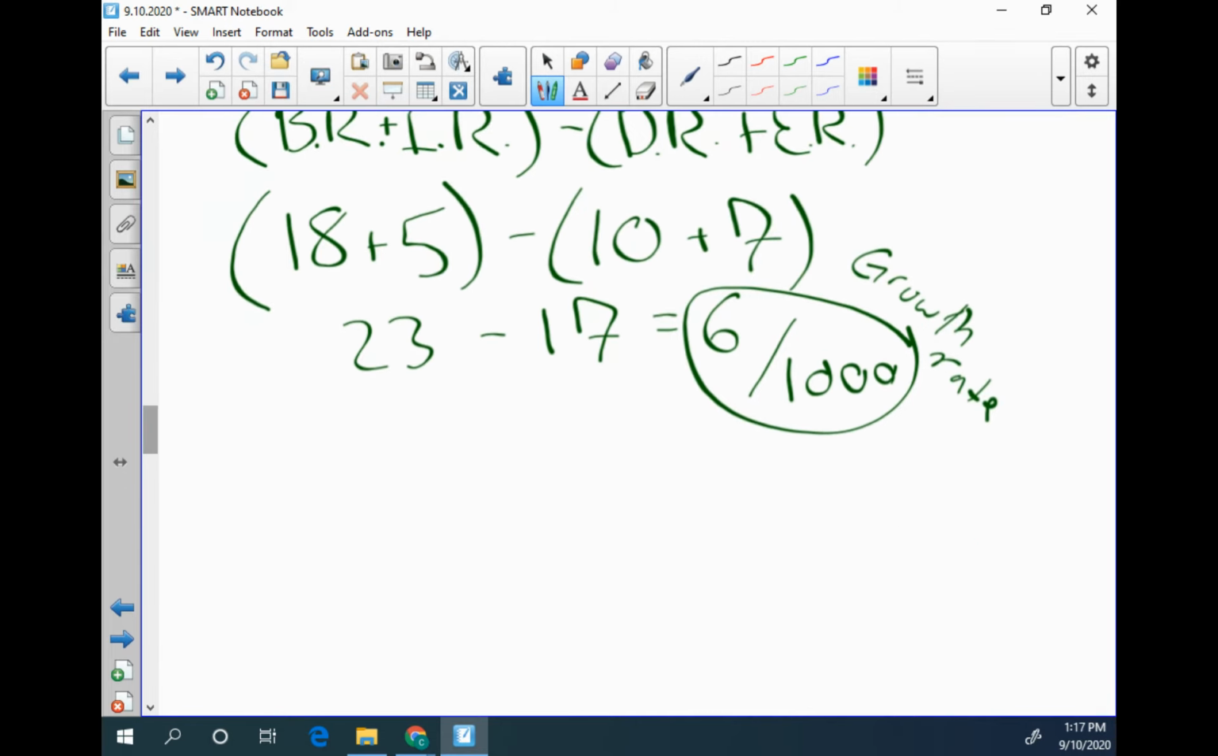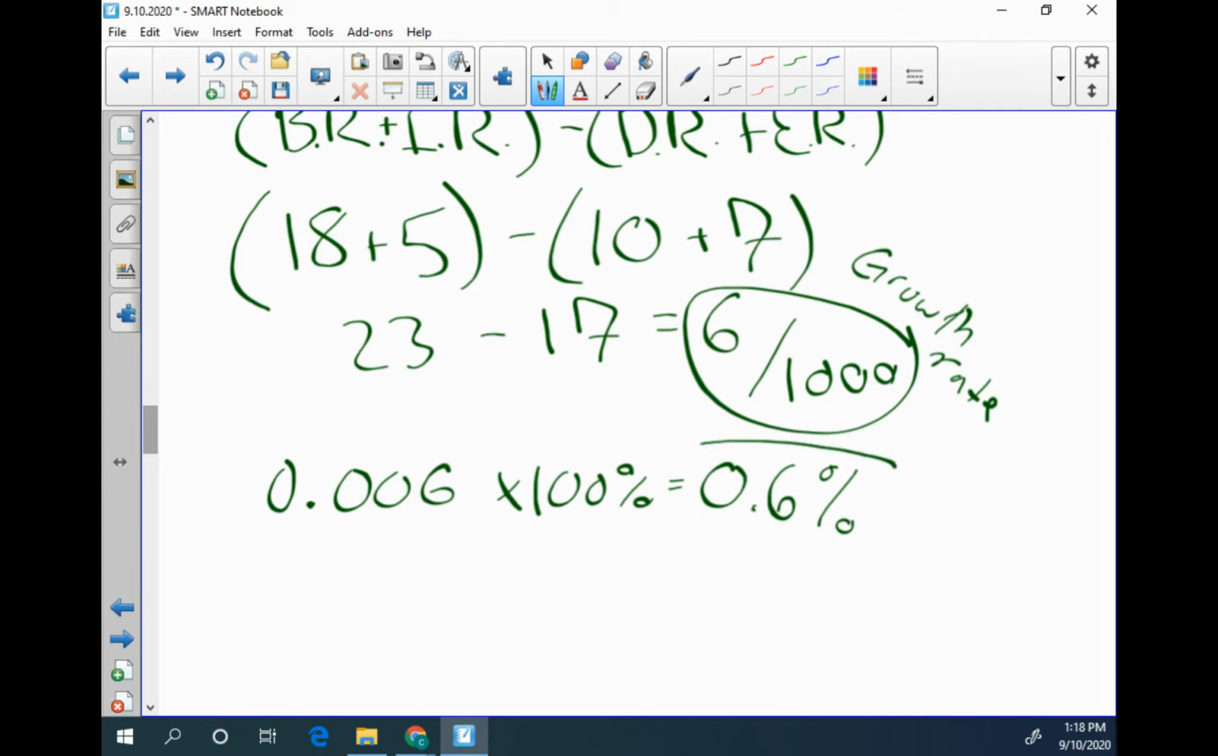Six divided by 1,000 is 0.006. We're going to make that a percentage, so multiply that by 100%, and you get 0.6%. That's our growth rate. Are you following in general? I know you weren't expecting math today.